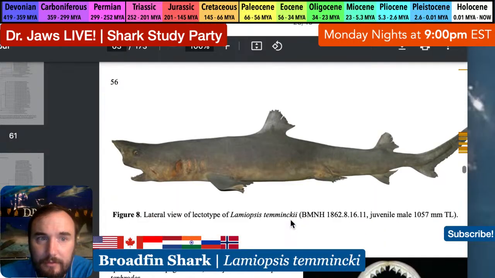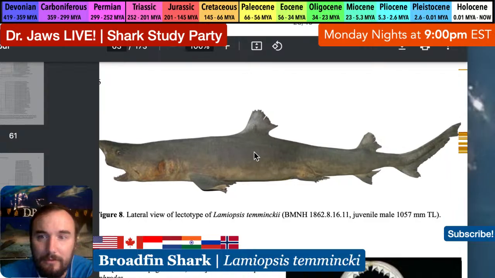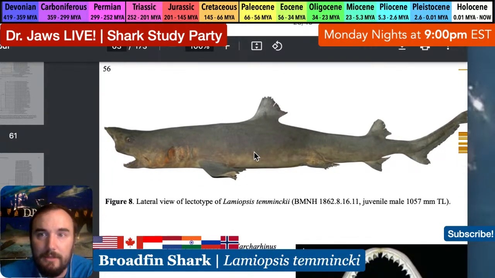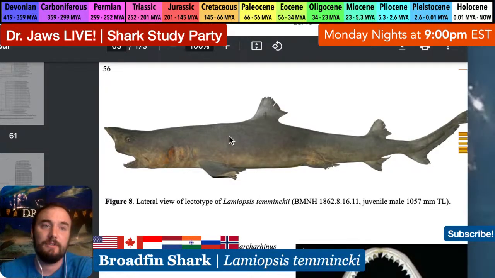So this is the very first broadfin shark described. This is the very first one. It's kind of rare that we see that. So this is the physical individual that Mueller and Allais based the name Lamopsis temmincki on. So this is the anchor point for the entire species name. It's so interesting.